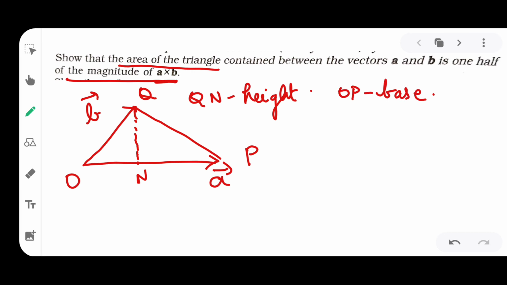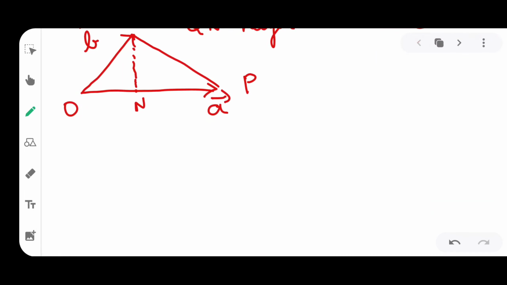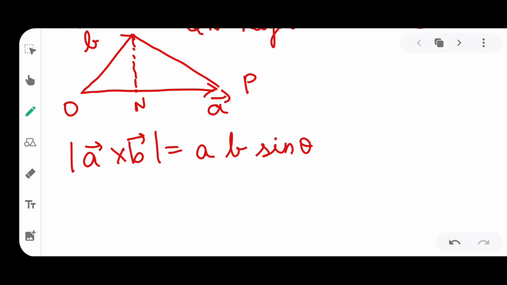Now we know very well what the area of a triangle is. It is half into base into height. Before that, we have to prove that half of the magnitude of a vector cross b vector gives this. So we will first find out the magnitude. The magnitude of a vector cross b vector can be written as magnitude of a, magnitude of b into sine theta. And what is a, children? The magnitude of a vector will be OP, and b is nothing but OQ. Then we have sine theta. So OP into OQ into sine theta.